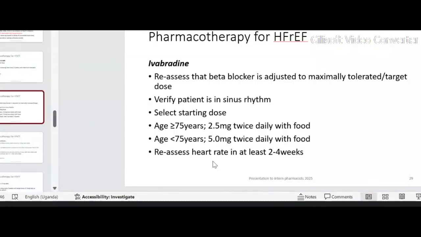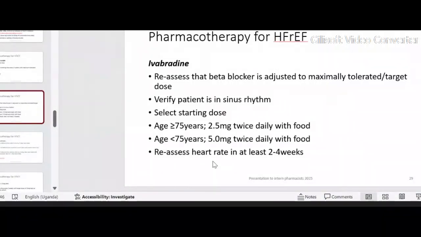Patients who have a fast heart rate, their heart rate is more than 70. Number one, heart rate more than 70, and their rhythm is sinus, they're in sinus rhythm, they have no arrhythmia, okay? And they're on a beta blocker, but you cannot increase the dose of beta blocker because when you increase the dose, they're going to decompensate. These patients, we are going to give them ivabradine on top of the beta blocker. Okay, and basically patients who are above 75, you're going to give them 2.5 milligrams. You're seeing the dose there.